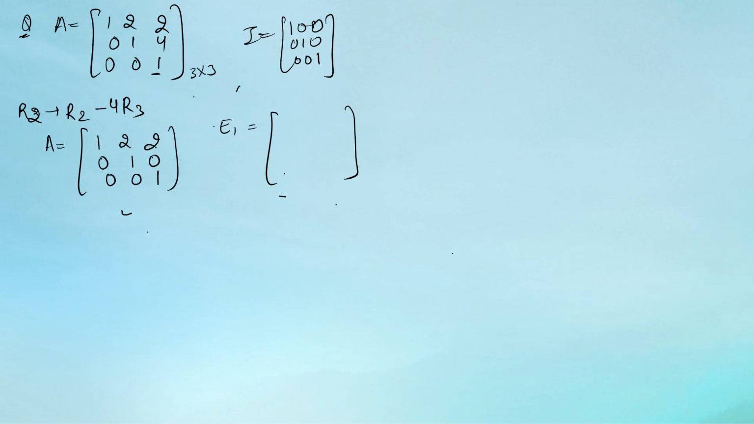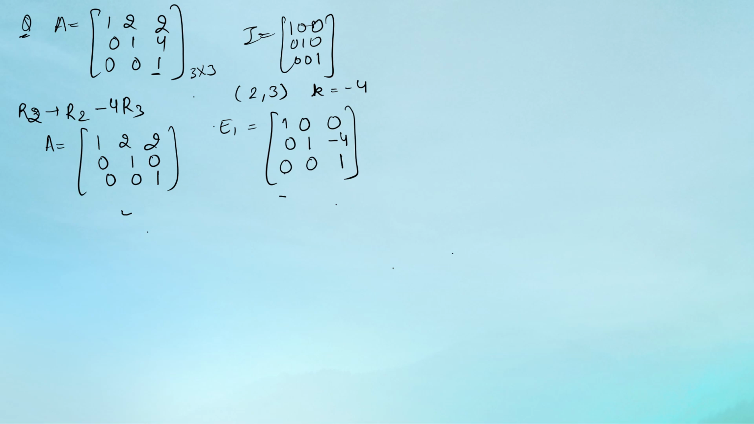In this case, you'll get your A as 1, 2, 2, 0, 1, 0, 0, 0, 1. So in that case, for your E1, how will you construct your elementary matrix? I told you, you have to do it from the operation itself. What are the coordinates? 2, 3. K is minus 4. So for 2, 3, we'll write 1, 0, 0, 0, 1, minus 4, 0, 0, 1.